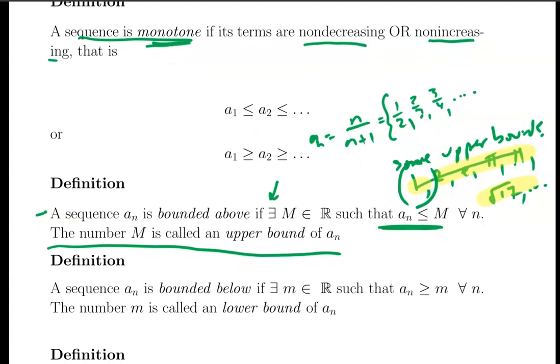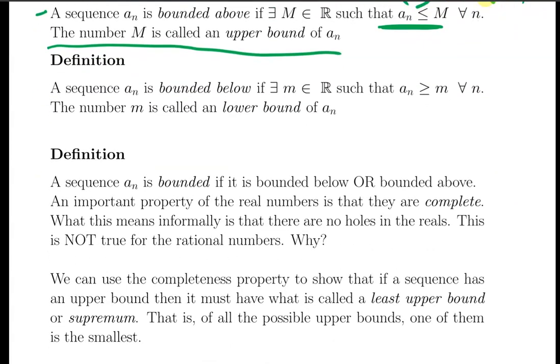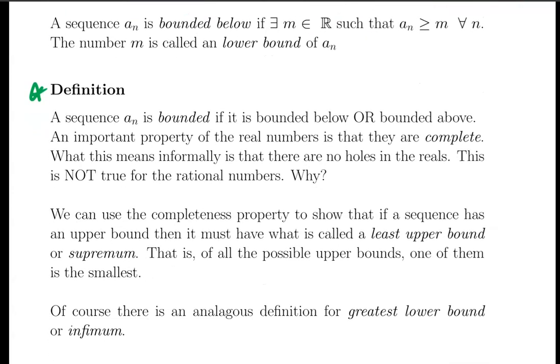So a sequence is bounded below, same exact idea. If there's an m such that a_n is greater than or equal to m for all n, it's called the lower bound. This right here is a little bit beyond the scope of the course, but I'm just going to give it to you. It's kind of just interesting. So a sequence is bounded if it's bounded below or above.